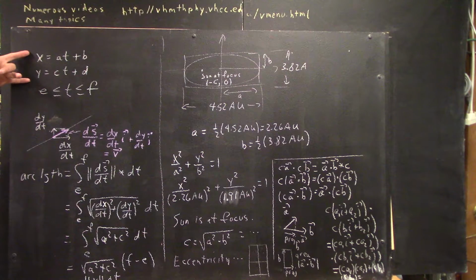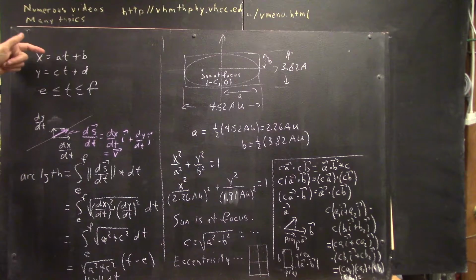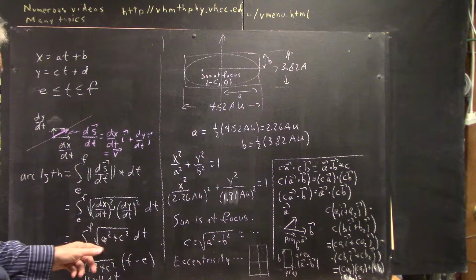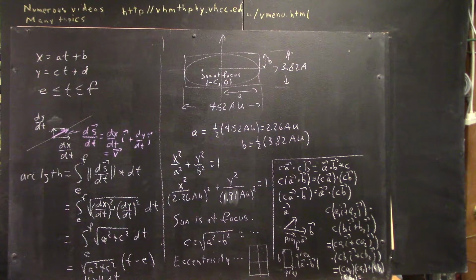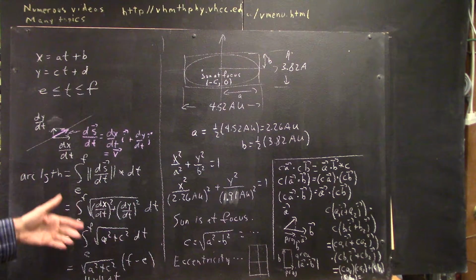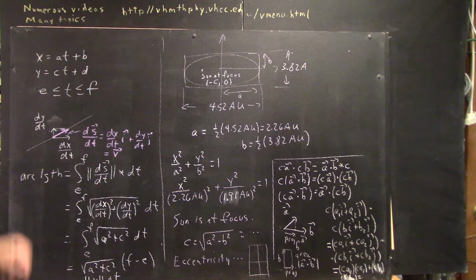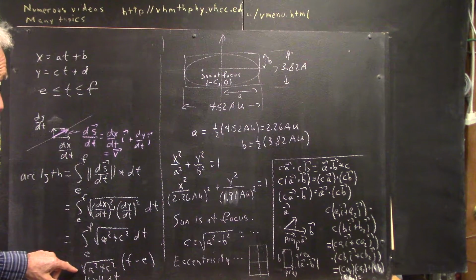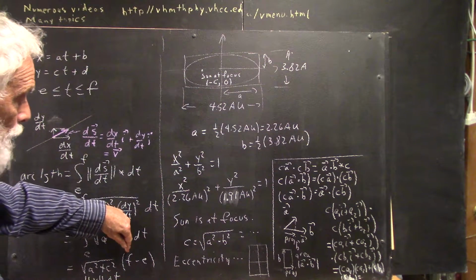In the case of these parameterized x and y coordinates, dx/dt is just a, and dy/dt is just c. That's going to be the square root of a squared plus c squared, with respect to t. And that's just constant. a is just a constant number, c is a constant number. So since we're integrating a constant, we can bring that outside the integral, and then the integral from e to f with respect to t is just f minus e, and there we have it: the square root of a squared plus c squared times f minus e.